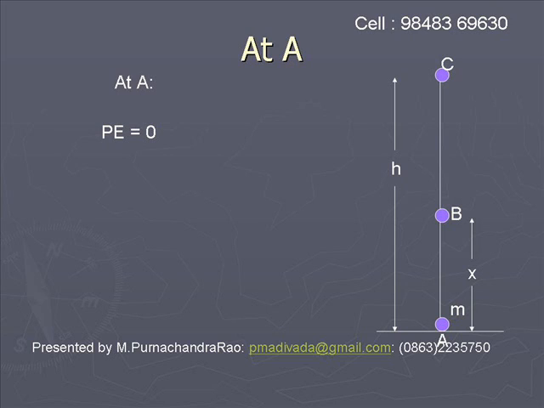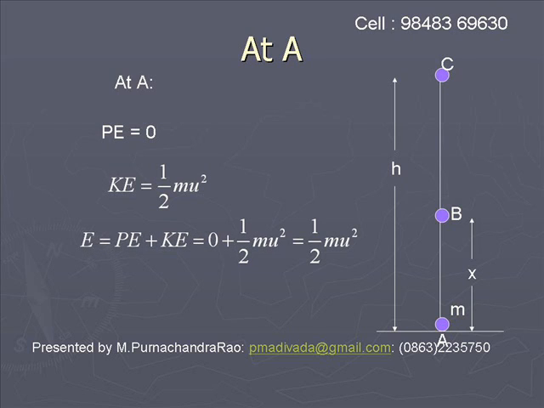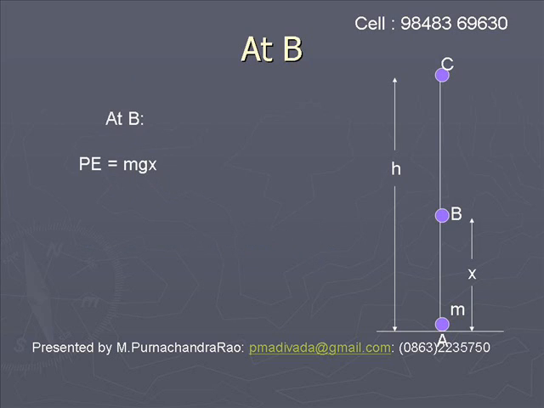A is a point on the ground, so its potential energy is 0 since height h is 0. At A, potential energy is 0, but it is given a velocity u, so its kinetic energy is half mu square. So total energy is equal to Pe plus Ke, that is equal to 0 plus half mu square, that is equal to half mu square. So at A, potential energy is 0, kinetic energy is half mu square, and total energy is half mu square.